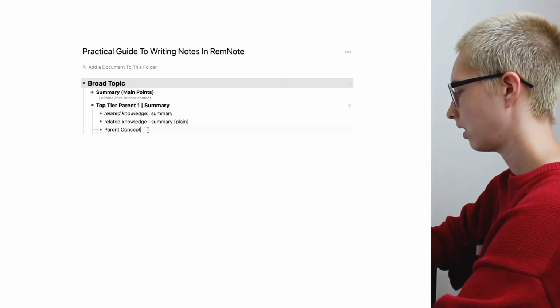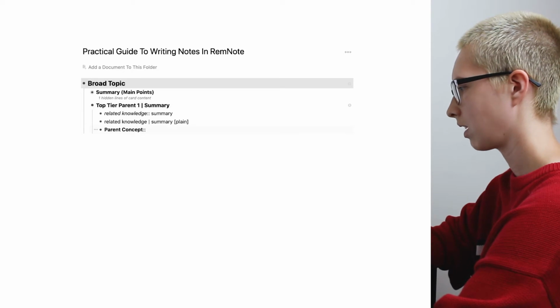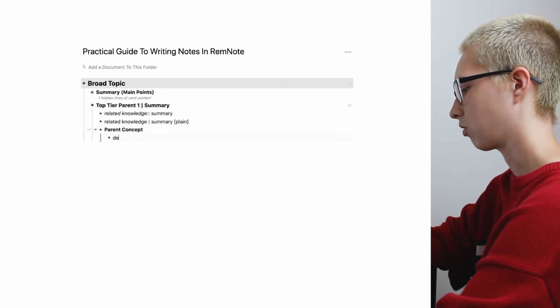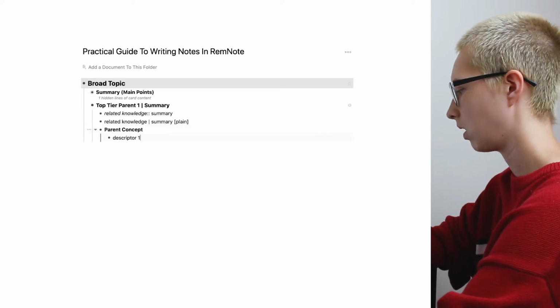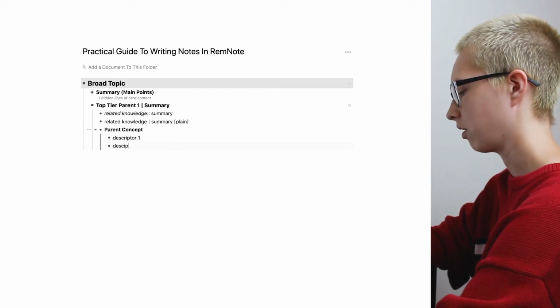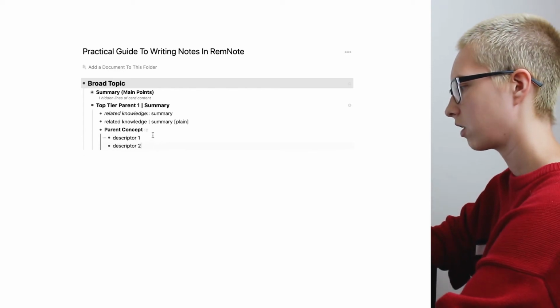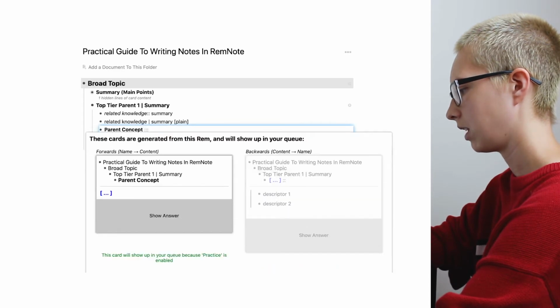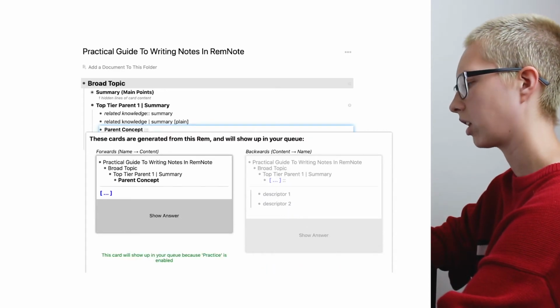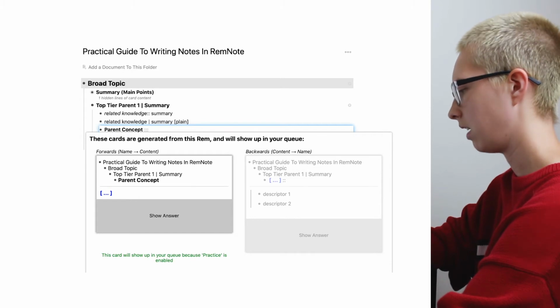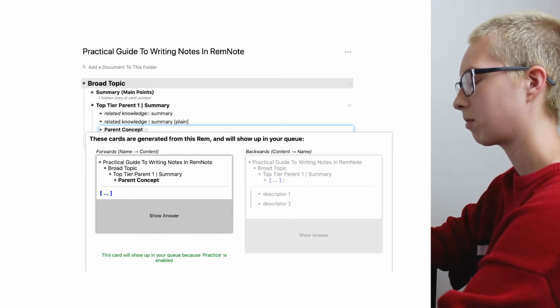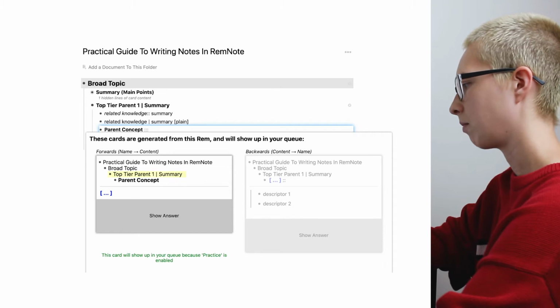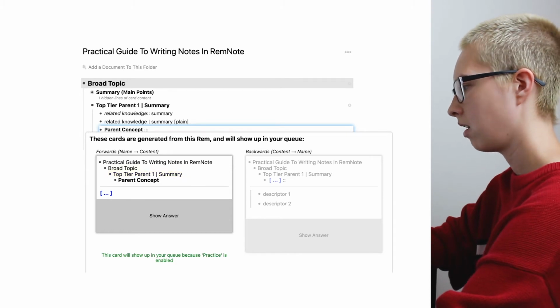I'm gonna put 3 colons because I want to break this up into different descriptors. So let's say descriptor 1 and descriptor 2. So this is going to turn into a flashcard. And if I click this parent concept, click within it, come down here. So not only is the front of the card the parent concept and asking us to remember the descriptors, it's also showing us the top tier parent 1 and its summary, the broad topic, and the folder we're in.